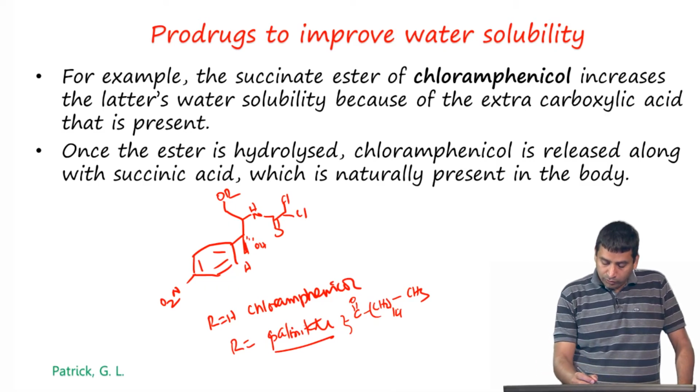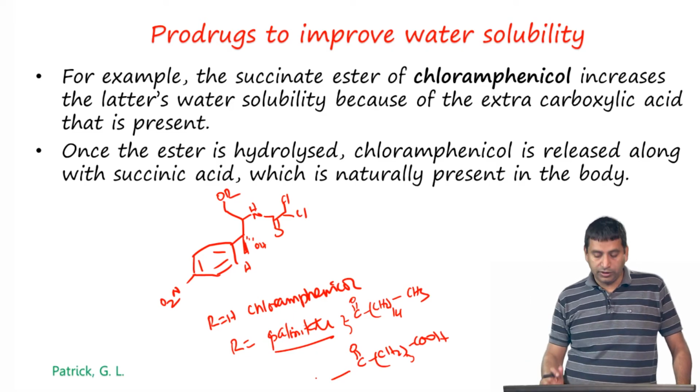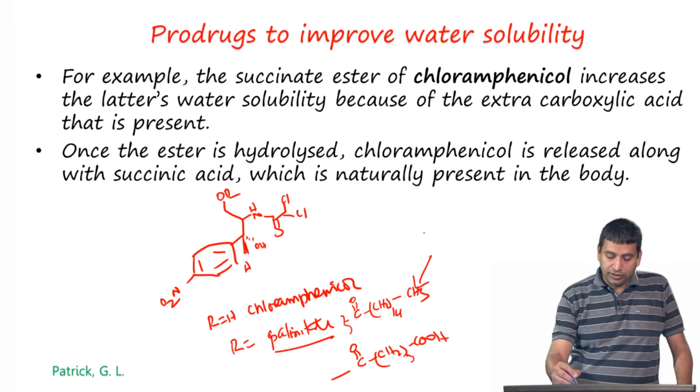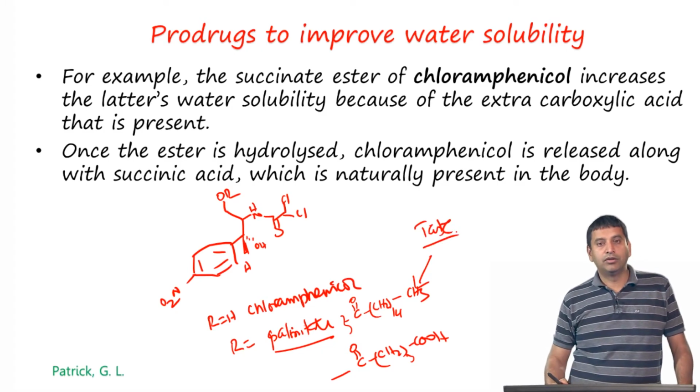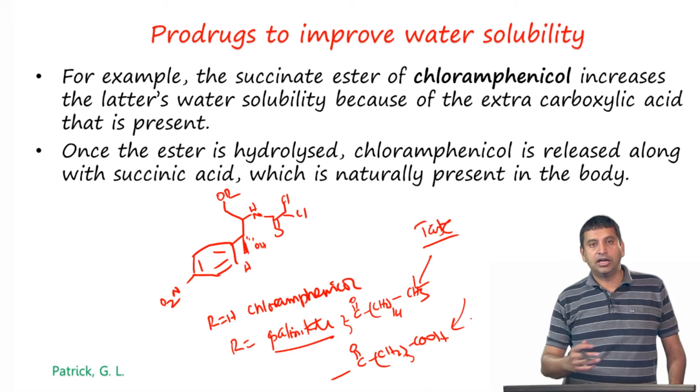And if you want to improve the water solubility, then you would do C double bond O, CH2 3 times COOH, and this actually improves the water solubility. Here the palmitate is given for taste. So, when you are giving this orally, you would give this palmitate molecule, and if you are going to give this intravenously, you would give this carboxylic acid, which is going to get hydrolyzed and produce succinic acid, which is naturally present in the body.